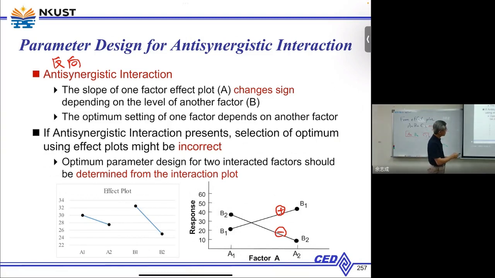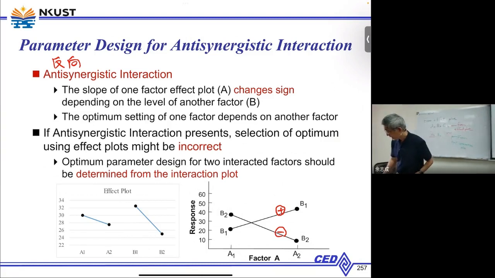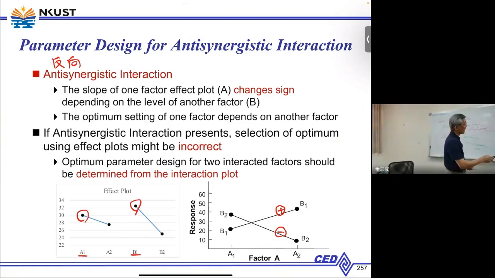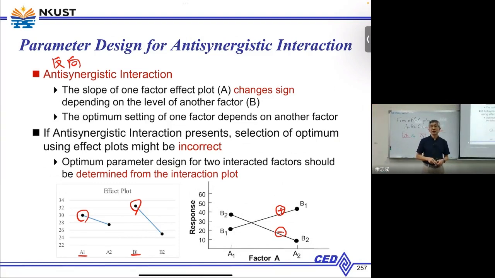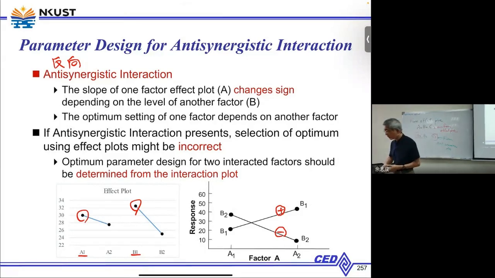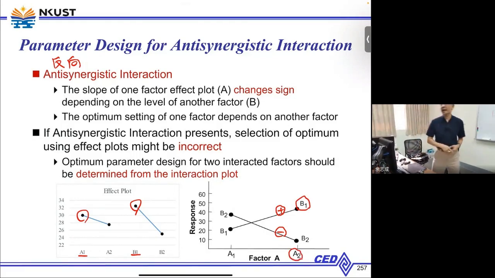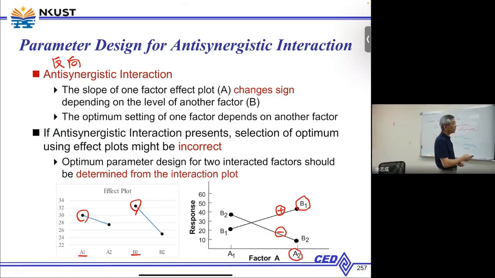Let's look at this. This is the effect plot, and the best combination will be A1, B1. However, since AB has anti-synergistic interactions, from the interaction plot, which combination will give us the largest SN? Here. Okay, 4 combinations, and this combination will give us the higher SN, right? This is SN. So this combination will give us the highest SN, which is B1 and A2, different from A1, B1.